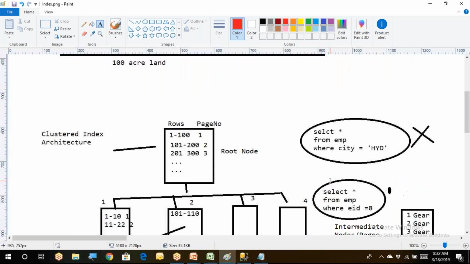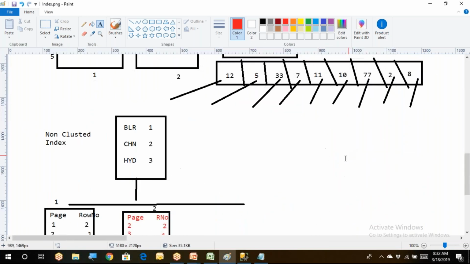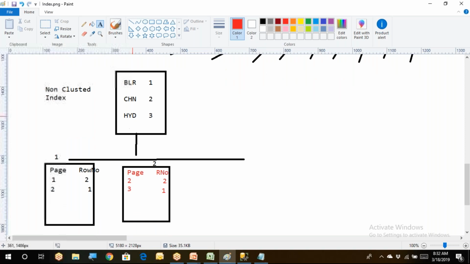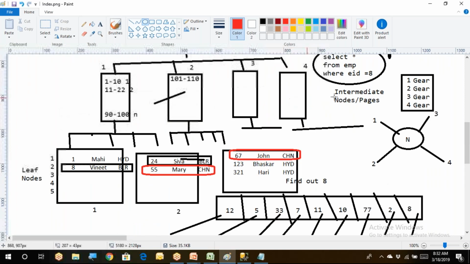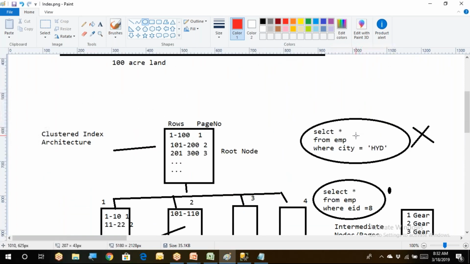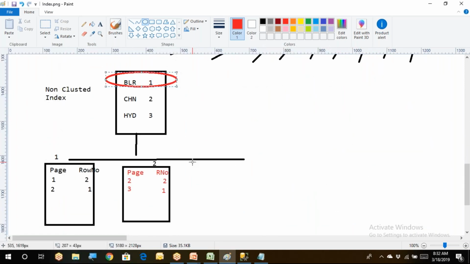SQL Server will immediately check: is there any index on the city column? Yes, there is an index, so it will go to this index. Now it is going to verify, is it Bangalore? No. Is it Hyderabad? What I would like to verify is the employee city equals Hyderabad. The first reading is that it is going to be pointing to Hyderabad.